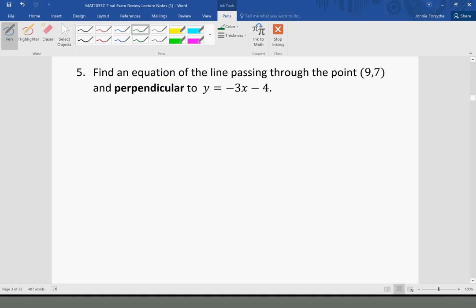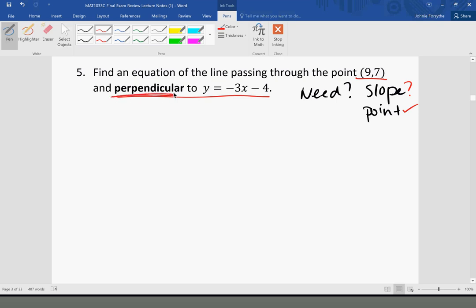Number 5, find an equation of the line passing through the point 9, 7 and perpendicular to y equals negative 3x minus 4. So what do we need? We need a slope and at least a point. So we can use point-slope form. Okay, so we definitely have the point, but we don't have a slope. But we do have information to help us get the slope. So the slope we're going to get from this info here.